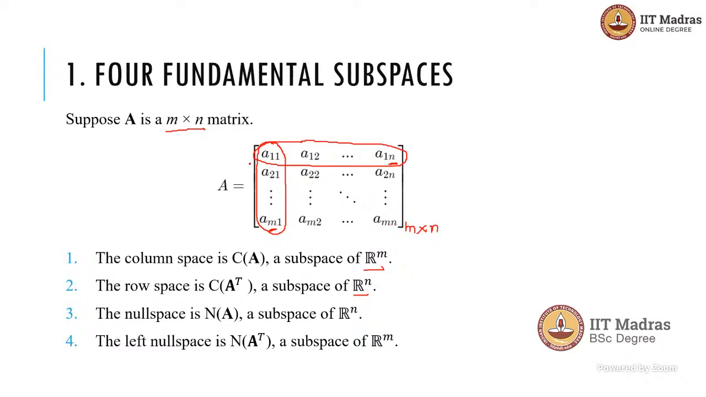The number of elements in the column vector matters. Okay. So remember that the column space is a subspace of Rm and the row space is a subspace of Rn. And the third subspace is the null space. So how do you compute this null space?